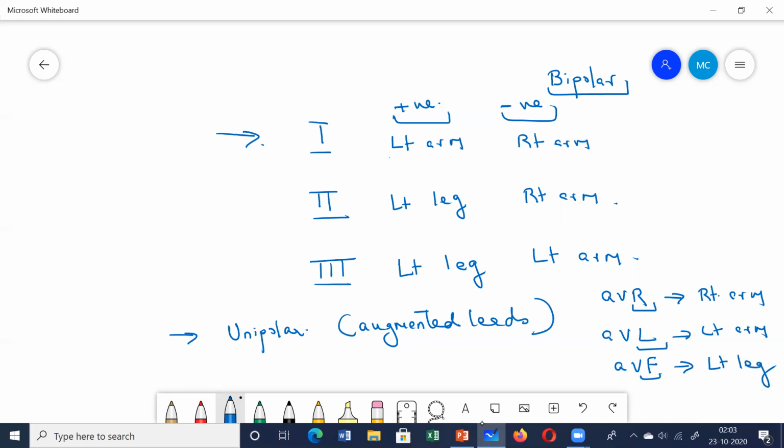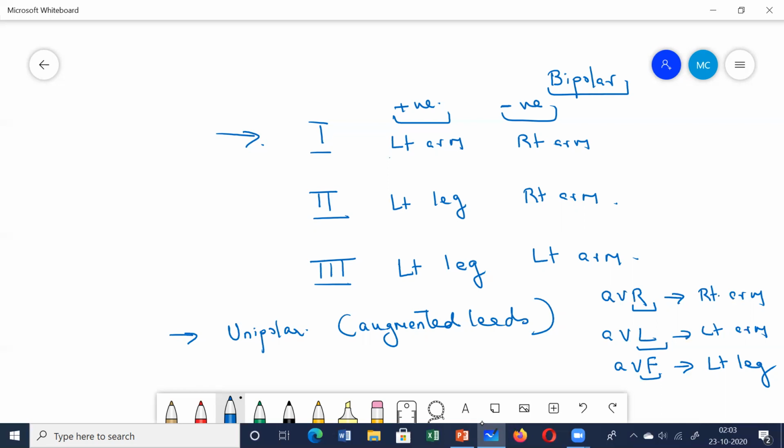Okay, so what can you monitor from this AVR lead? It monitors the base of the heart. AVL is the lateral surface of the heart, and AVF is the inferior surface of the heart.